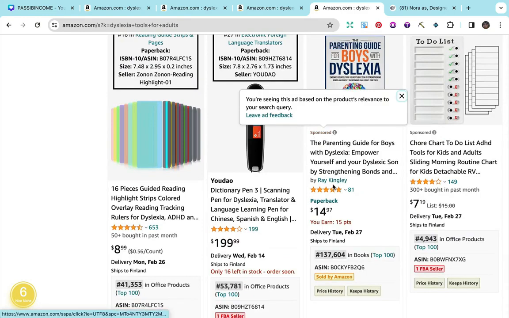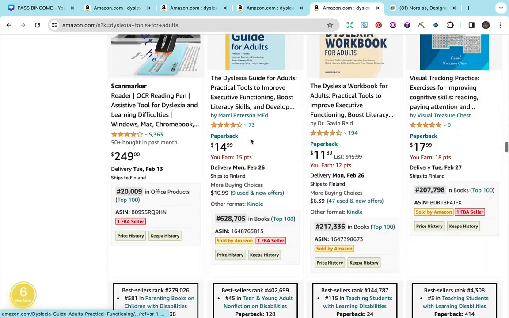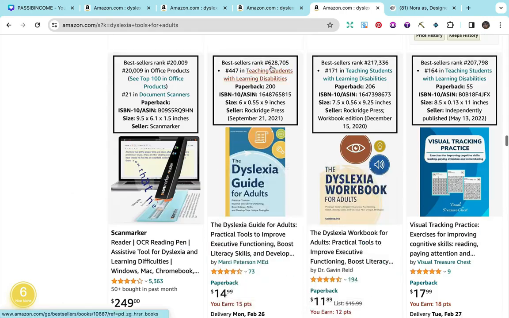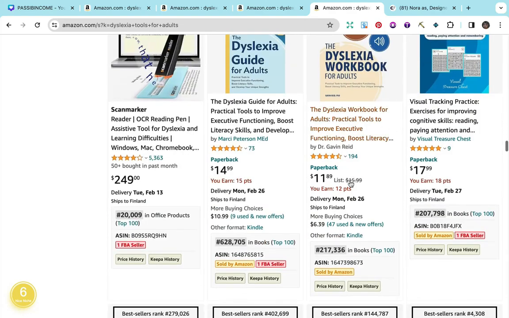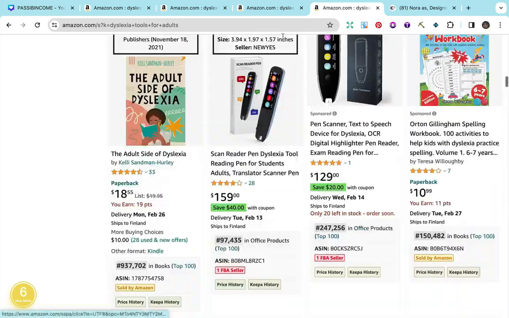You can easily see that on top of the title. These ones are also sponsored. This one's not sponsored, sitting at a bestseller rank of 628. This one's 217,000, and it has a wonderful 194 ratings as well for that. So that was the first keyword for the day.